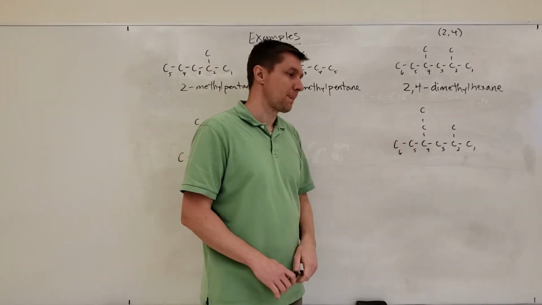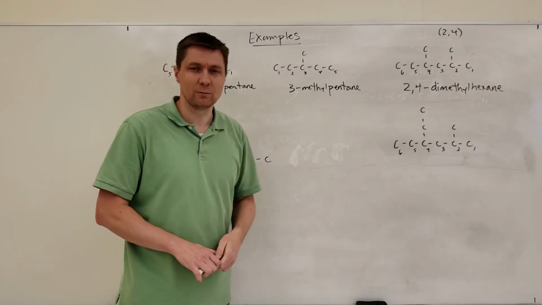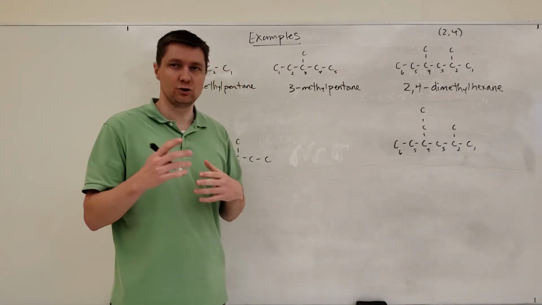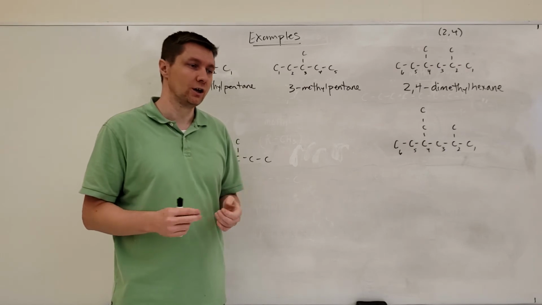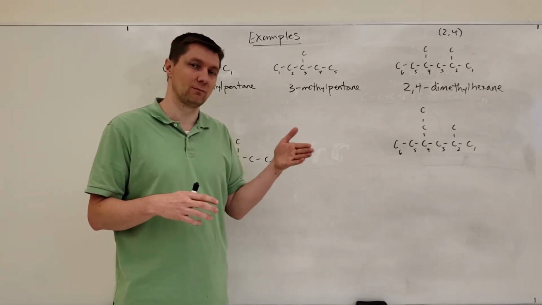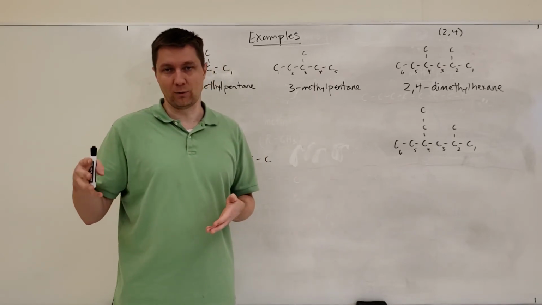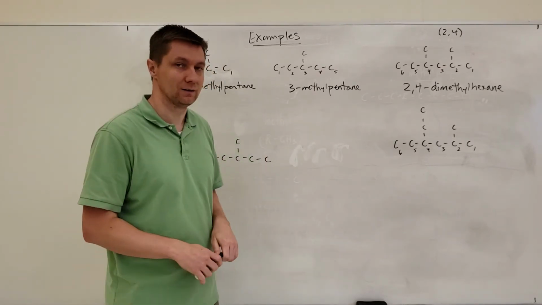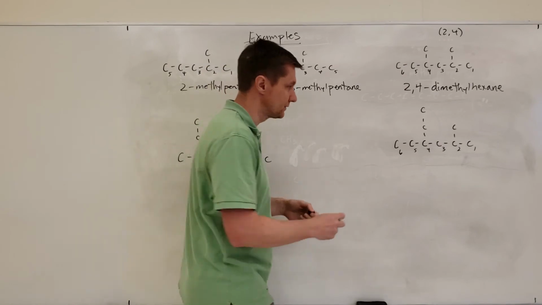The thing that you have to be careful with here is that if you have 2 different alkyl branches, you have to alphabetize them in the name. So the ethyl branch is going to come first, and then the methyl branch is going to come after that in this case. And so it'll look like this.